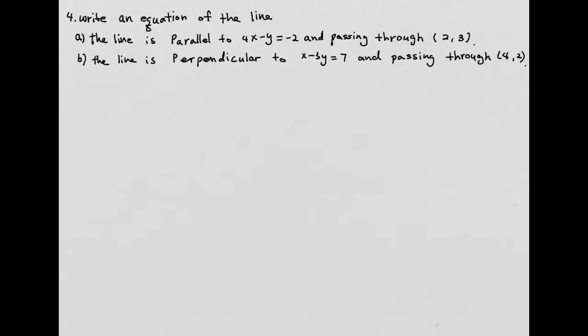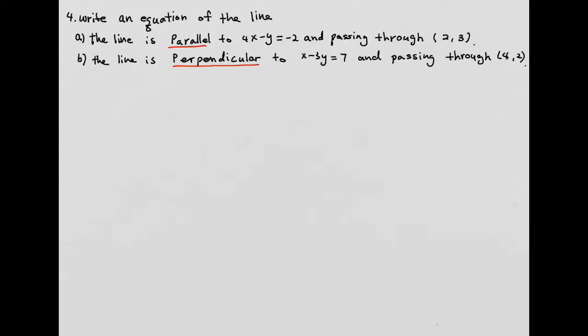Fourth example is writing an equation of the line. The line is parallel to 4x minus y equals -2 and passing through 2 and 3 will be the A problem. B problem is the line is perpendicular to x minus 3y equals 7 and passing through 4, 2. So before we do this example, we need to make sure what parallel and perpendicular have in common when it comes to the slope.